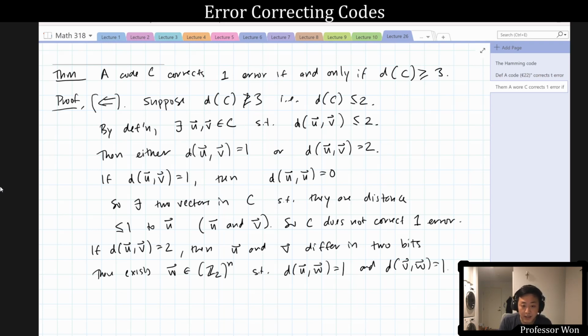And again, by definition, C cannot correct one error. So we've proven this direction by contrapositive. Sorry, I'm totally wrong. We've proven this direction by contrapositive. We proved if not Q, then not P, which proves if P, then Q. Sorry.